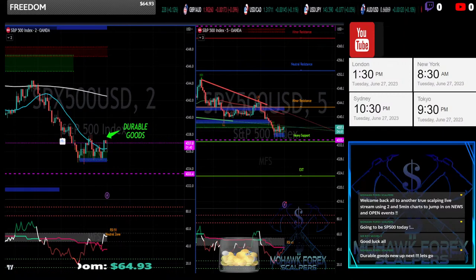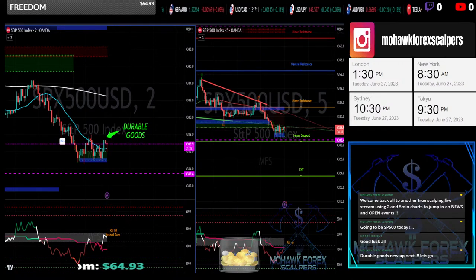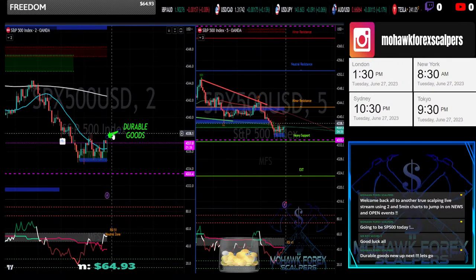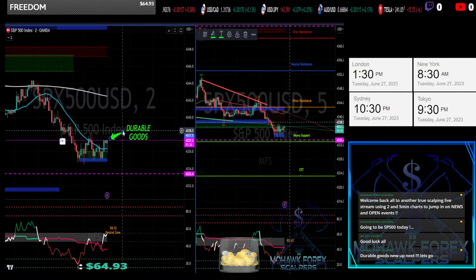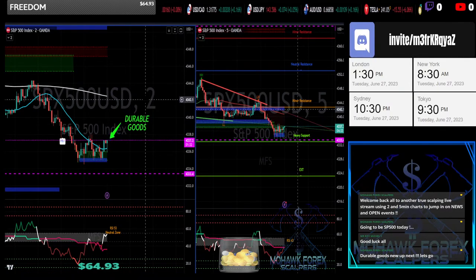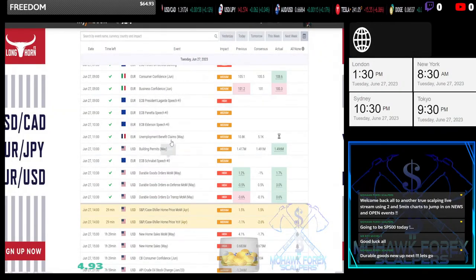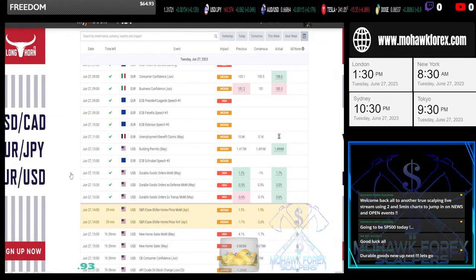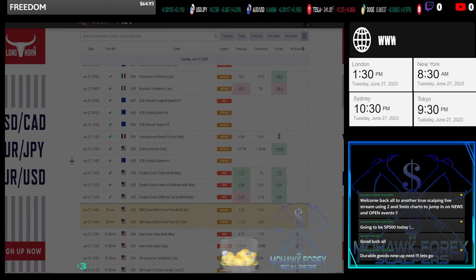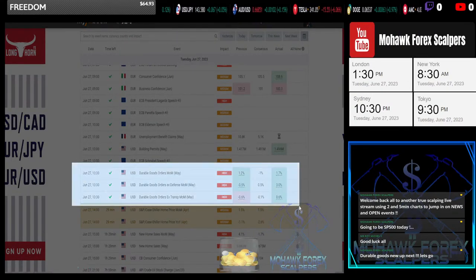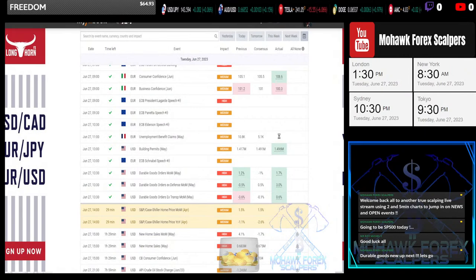Let's see if it's going to pull back. So look at the actual event. So it's better than expected. So that could be seen as a negative for the market. So we'll just see if we can pop some sells in. Let's have a look.